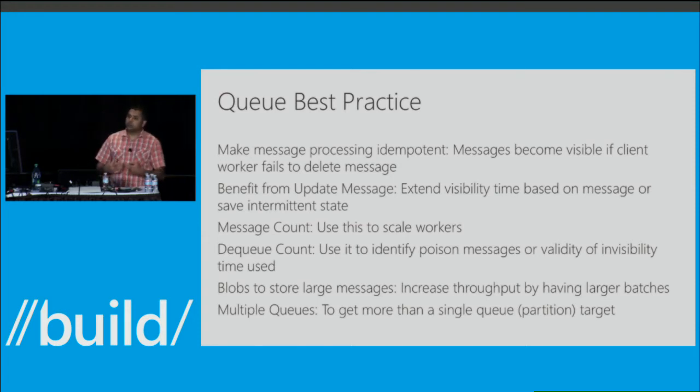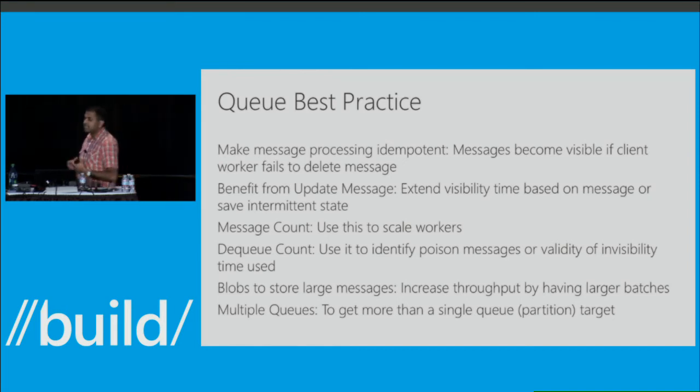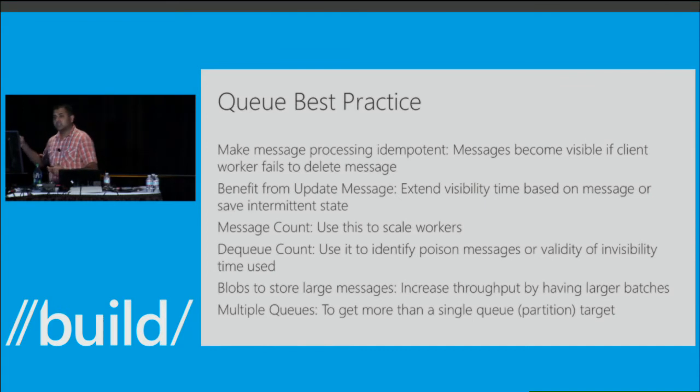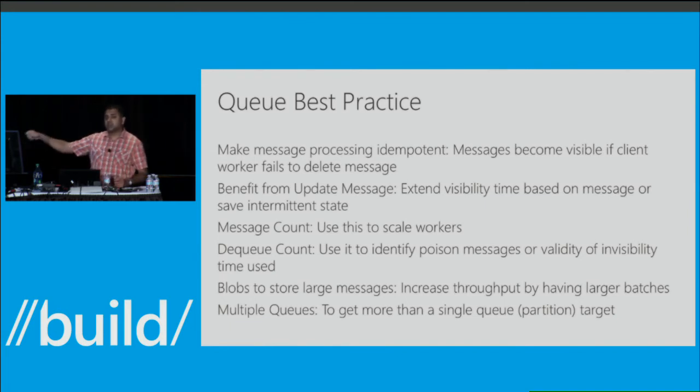So instead, what we provide is that when you get a message, you can provide an invisibility time, and this message will now be invisible to any other worker which is trying to dequeue. Once your worker processes the message, it can go and issue a delete on it. And so you need to make this message processing idempotent, because if your worker fails to delete this message on time, this message is going to be visible again to a different worker. And there are a lot of ways to do this.